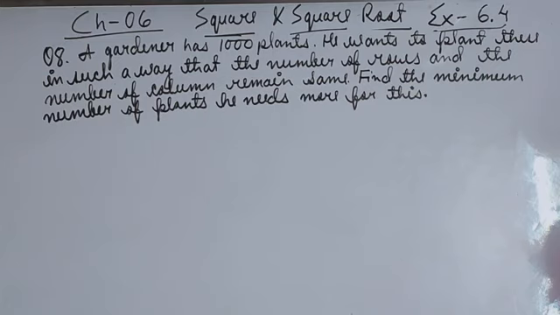So here also we will check whether the number of plants this gardener has, 1000, is a perfect square or not. If not, we have to add something to make it a perfect square. So that addition is the plants that he needs more.